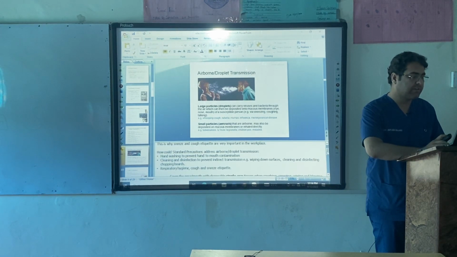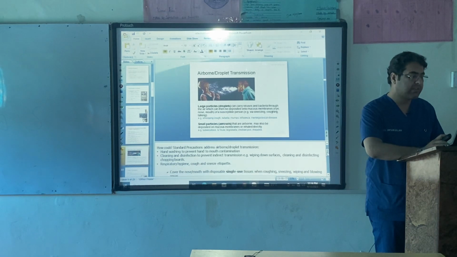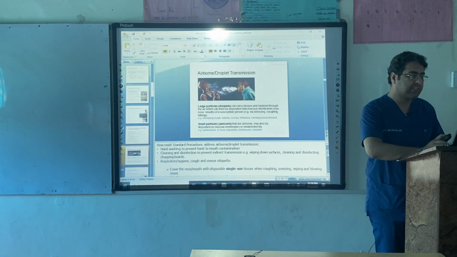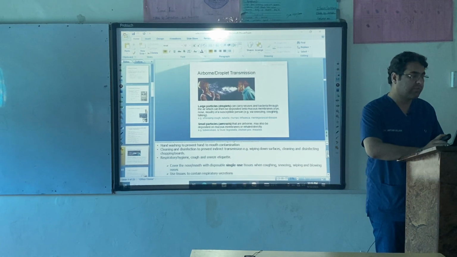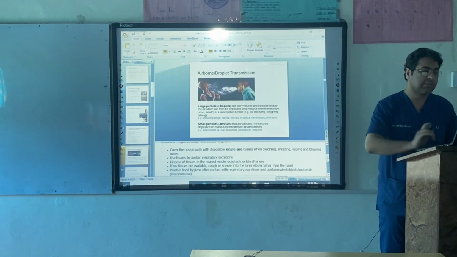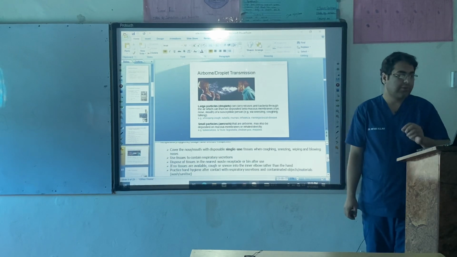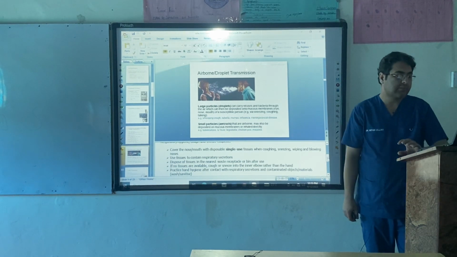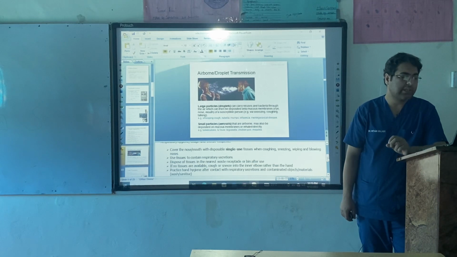How could standard precautions address airborne and droplet transmissions? Hand washing to prevent hand to mouth contamination; cleaning and disinfection to prevent indirect transmission, for example, wiping down surfaces and cleaning and disinfecting chopping boards. Respiratory hygiene, cough and sneeze etiquettes are important. Cover the nose and mouth with a disposable single use tissue when coughing, sneezing, wiping and blowing the nose.